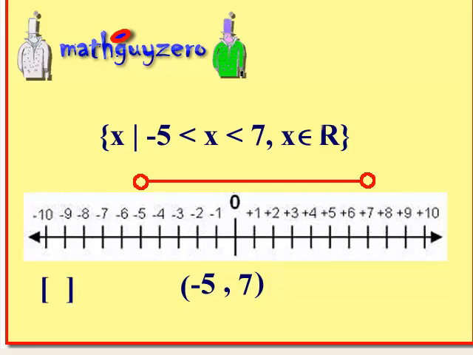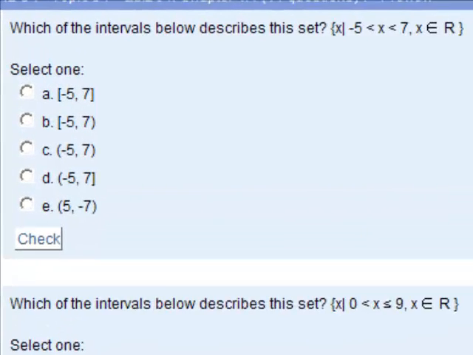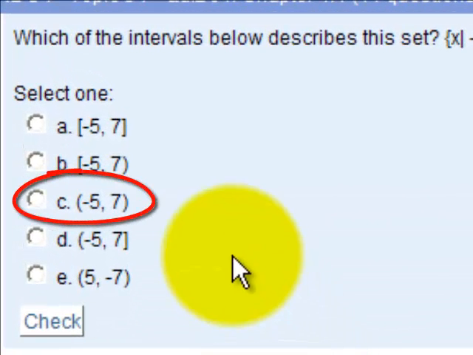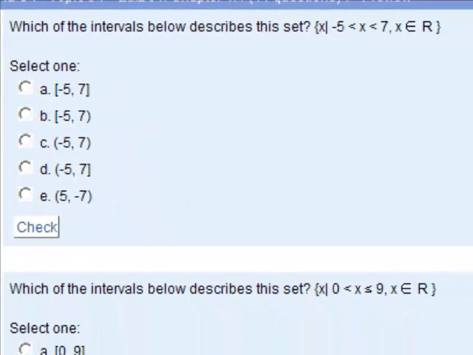And I believe that's the answer. Let me double check something real quick. Yes, let's go back to the test. And they're both parentheses, and there it is right there.